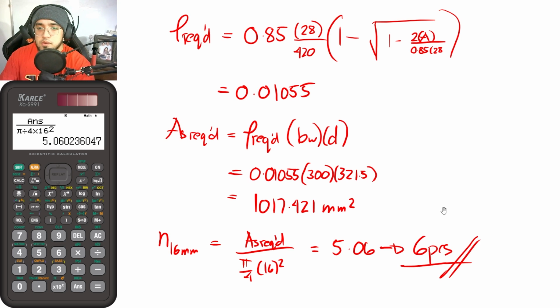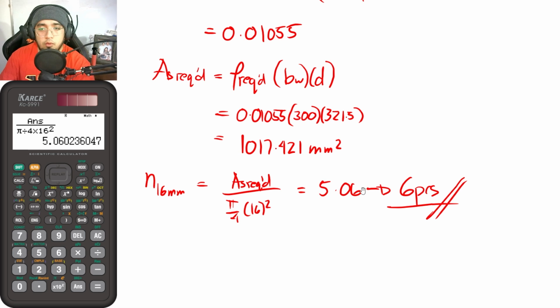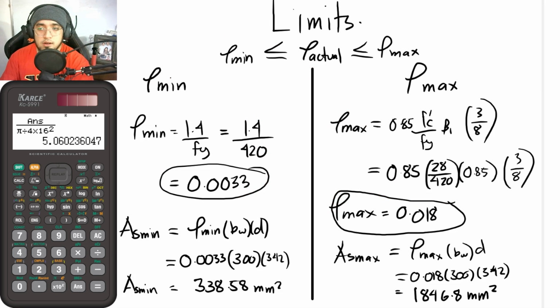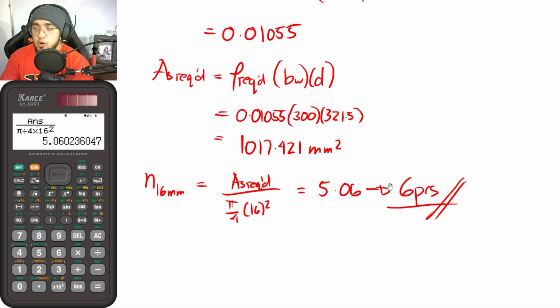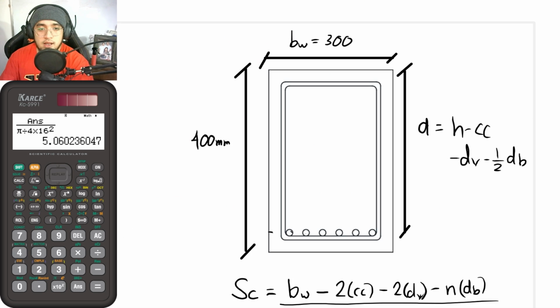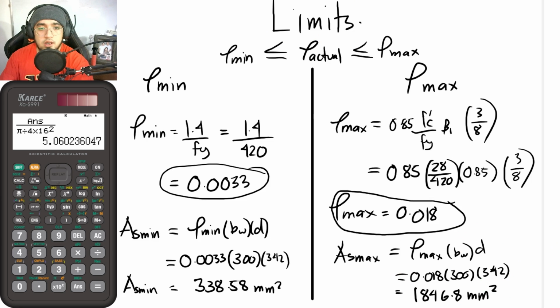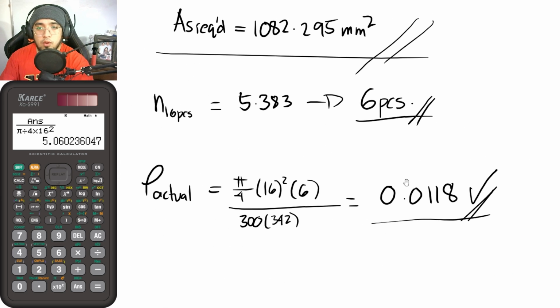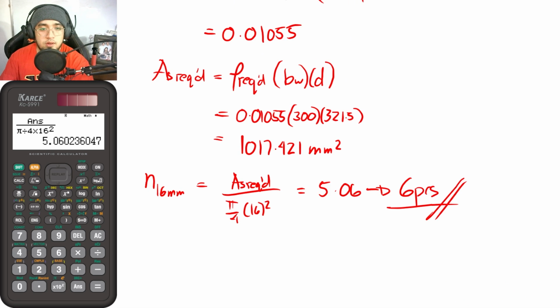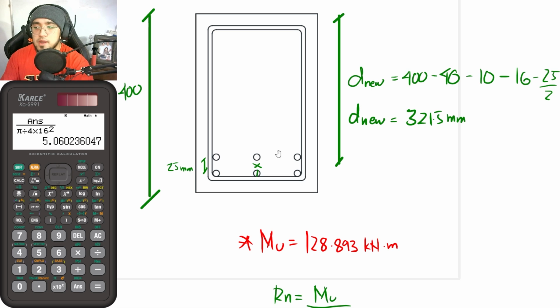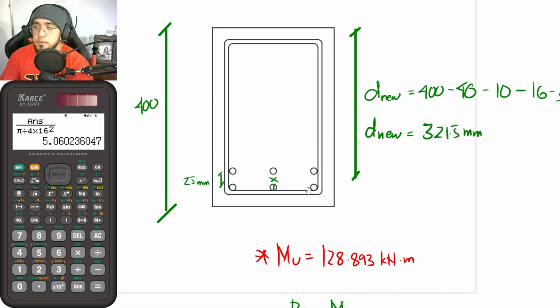Okay, so since this did not change from our answer a while ago, still 6 pieces, meaning that the rho is still within the limits. If you would be comparing the actual steel ratio, it is still the same, 0.0118, because we still have 6 pieces. It is just that this time, we will be making use of 2 layers. So the 6 pieces of rebars will now be distributed in 2 layers.